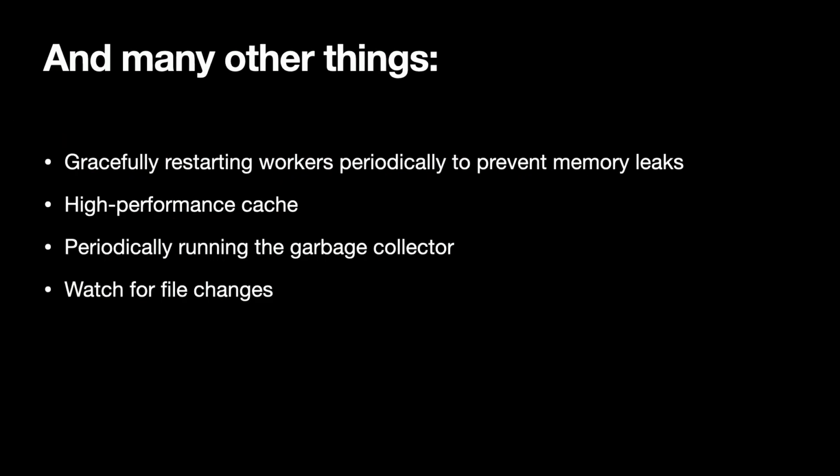So it does many other things, like gracefully restarting workers. With Swoole, we have a high-performance cache that you can use. You have to run the garbage collector every once in a while. Octane also does that for you. You have some conveniences like watching for file changes, things that you would have to do manually. So essentially, there's a lot going on that Octane is abstracting for you that you could do yourself, but I don't think it would be pretty.